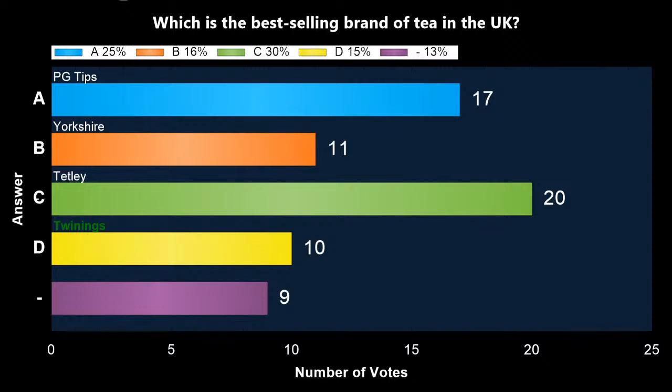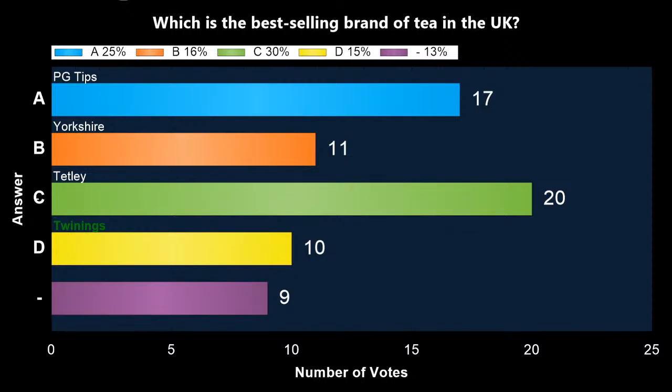Apparently, their share of the market is worth over £100 million. PG Tips in second place. Third is Yorkshire, and fourth is Tetley. I think I would have been tempted to go for Tetley. Or is that just because that's what we drink in our house? Possibly, but Twinings was the one.